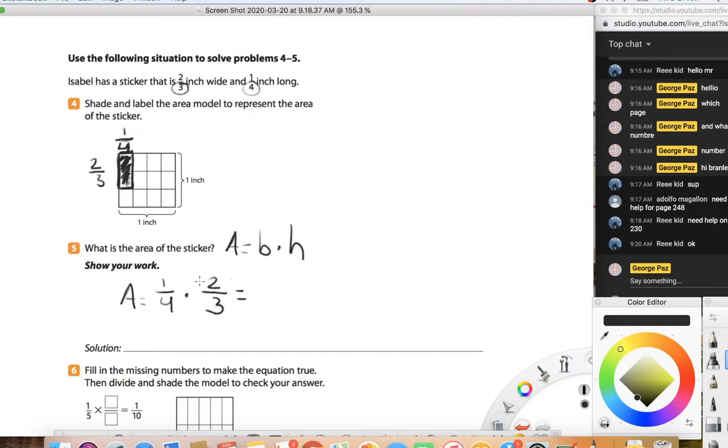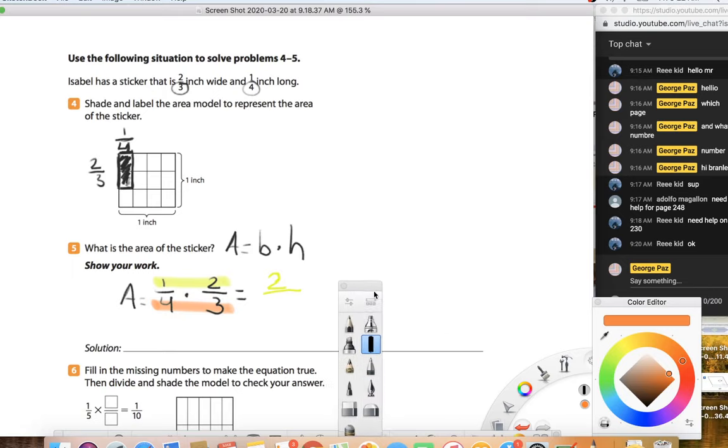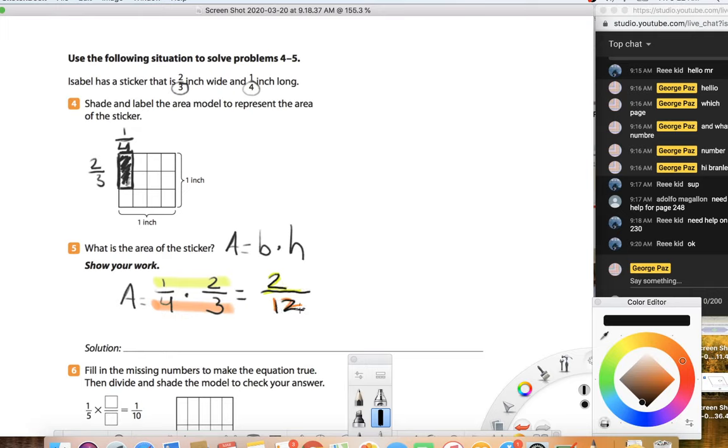When you do 1 times 2, let's add some color, I guess. When you do 1 times 2, you should get 2. And then for the bottom part, when you do 4 times 3, you get 12. So now that you have 2 12s, that could be your answer, because you have 2 blocks shaded in out of 12 in total. So 3, 6, 9, 12 out of 12 in total. So that's correct. But I still want you to simplify it.